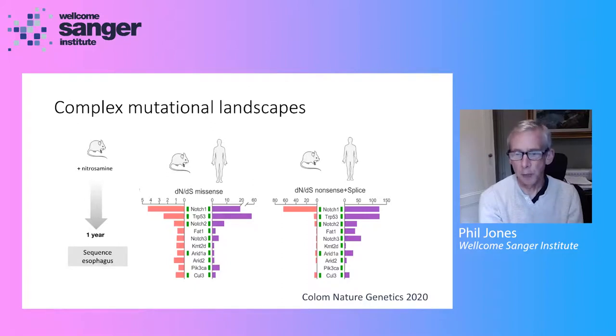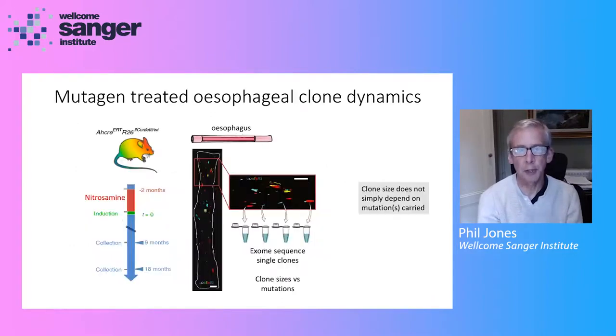So knowing this, we went on to combine this process of generating these complex mutational landscapes with the lineage chasing technique. So this time we used a mouse called a confetti mouse, where we can paint the cells one of 4 different colors. So we treat with the mutagen, make lots of mutations, and then switch on this label. We label single cells one of 4 colors and wait for 9 months or 18 months. Then we remove the esophagus, we cut out individual clones and sequence them. And then we compare the distribution of clone sizes against the mutations they carry.